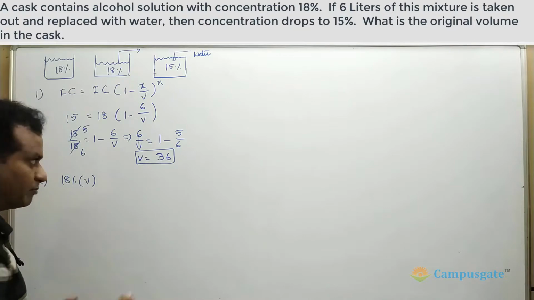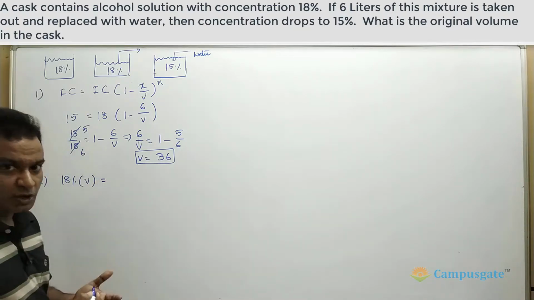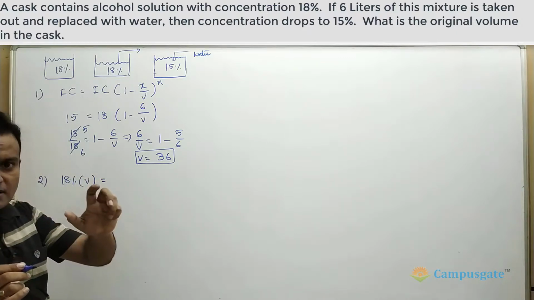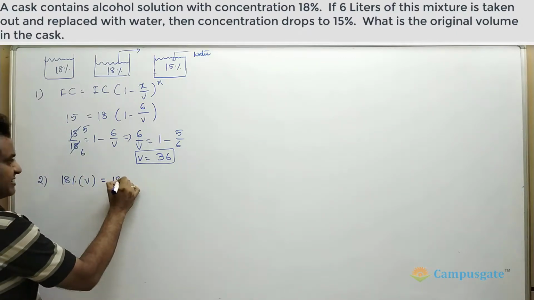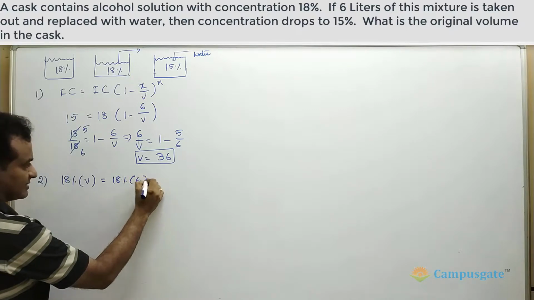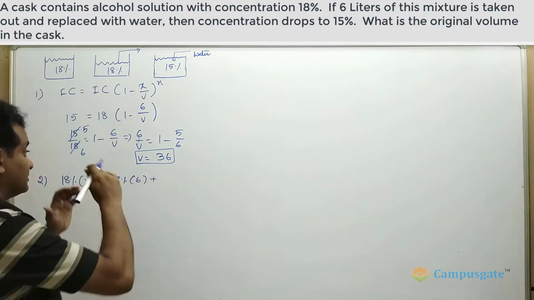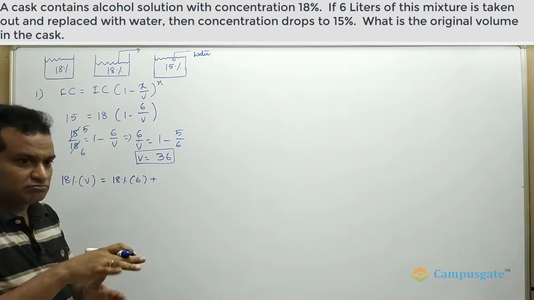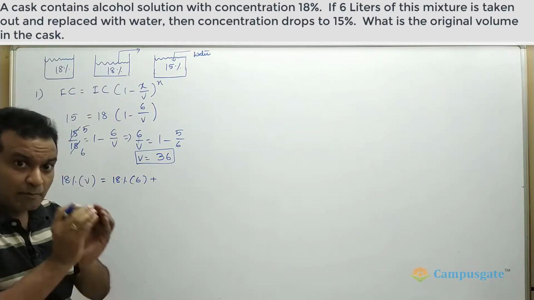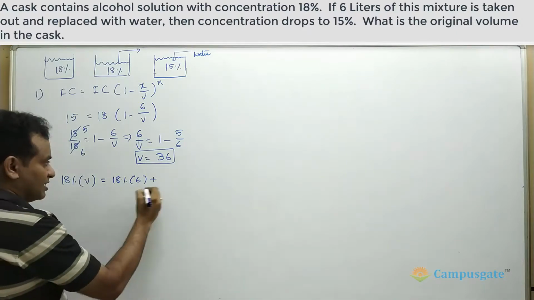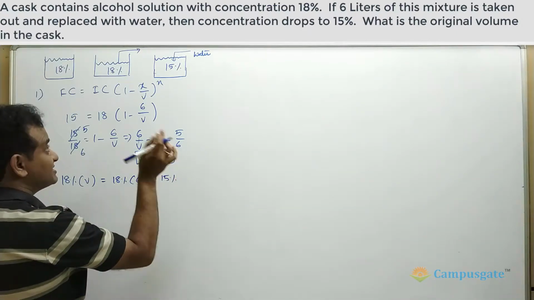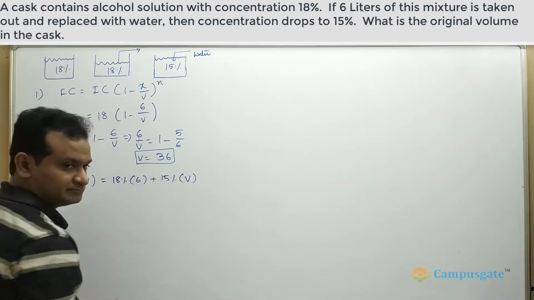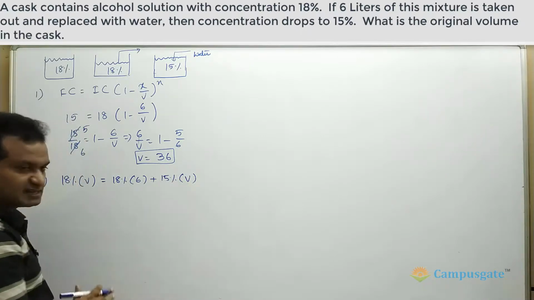That will give you the alcohol component, which should be equal to, so 6 liters we have removed. That 6 liters contains some alcohol. So 18% of 6 liters, plus the remaining alcohol within the beaker, right? Because after the addition of the water, the concentration dropped, but the amount of the alcohol remains the same. So the amount of alcohol remaining in the beaker is 15% of V. Volume became the same, so that's why this is equal to V.